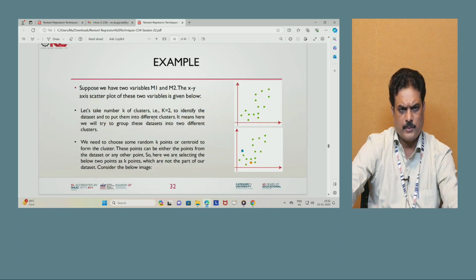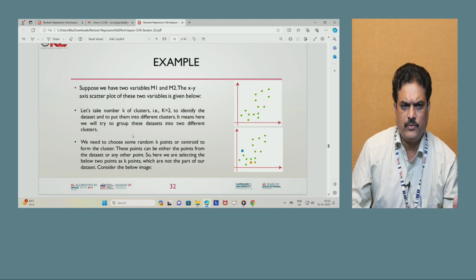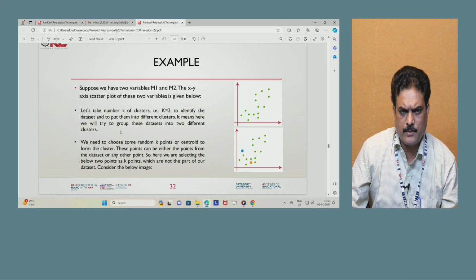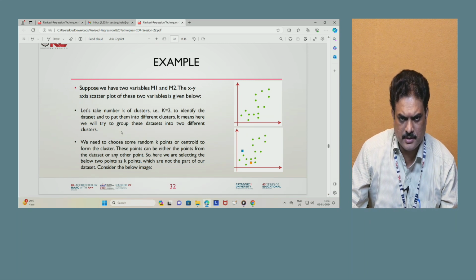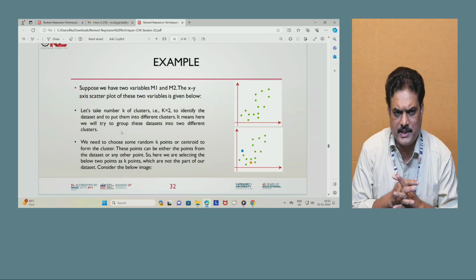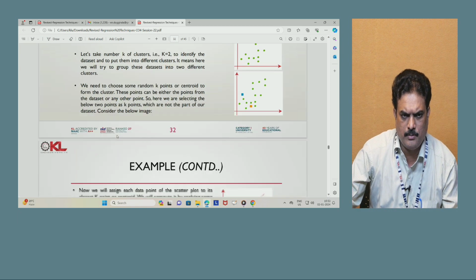As an example, suppose we have two variables, M1 and M2. The x-y axis scatter plot of these two variables is given below. Let's take some number k of clusters, that is, k equal to 2, to identify the data set and put them into different clusters. It means here we will try to group these data sets into two different clusters. We need to choose some random k points or centroids. These points can be either the points from the data set or any other point. So we are selecting the below 2 points as k points, which are not part of our data set. Consider the below image.